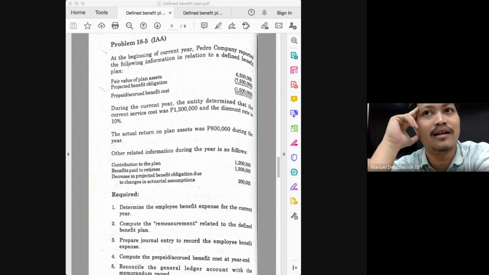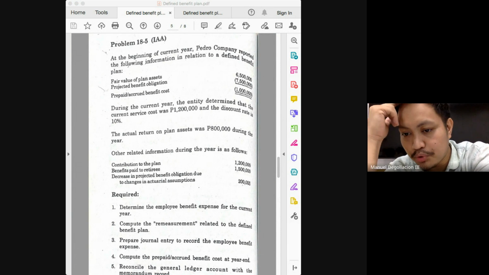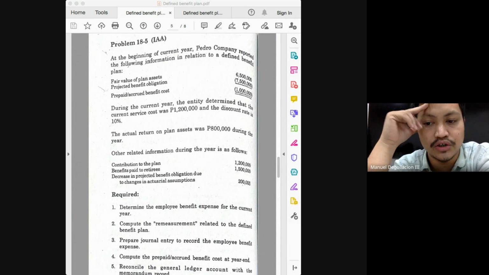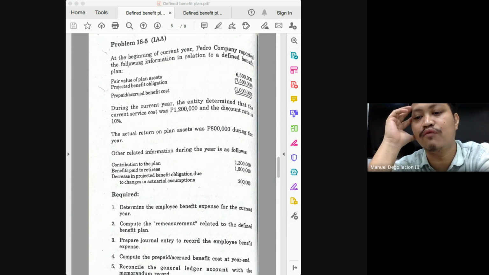I hope you can understand that one. The 200 here is a gain. Okay, and this would be a part of your remeasurement. The 150 we have computed earlier, class, was it a gain or a loss? Gain. So gain of 150, another gain of 200. We have a total remeasurement gain of 350.